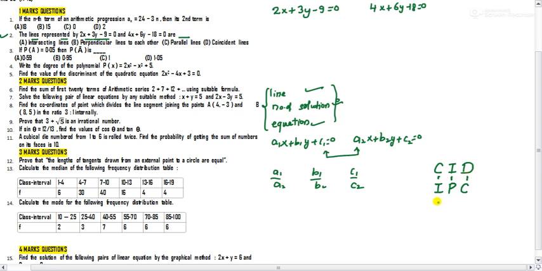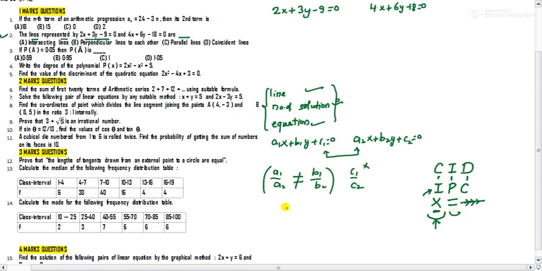Now see, what is this I? I is intersecting lines. You know, this is the intersecting line. P is parallel line, correct? And C is coincident line. If two lines are together, we call them coincident lines. I is intersecting, P is parallel, C is coincident. Now see, for intersecting, the first two ratios are not equal.